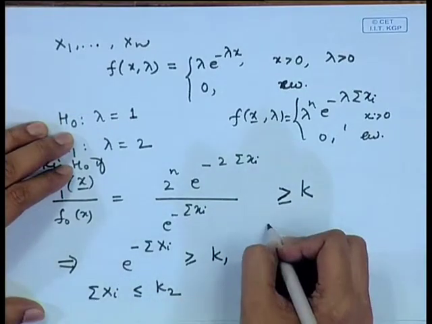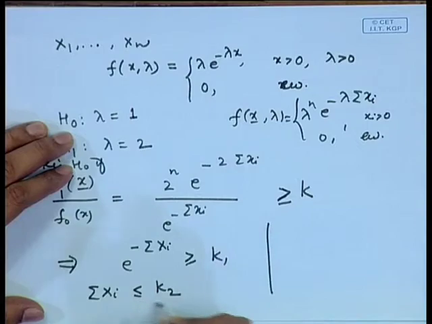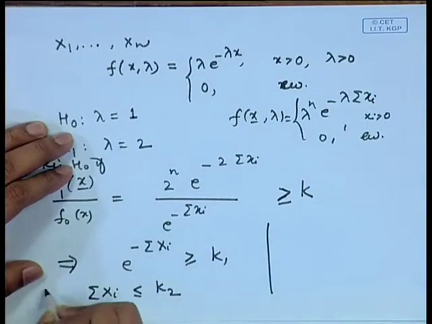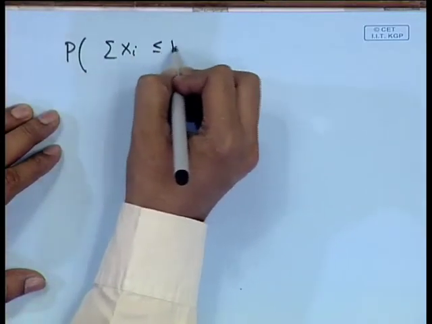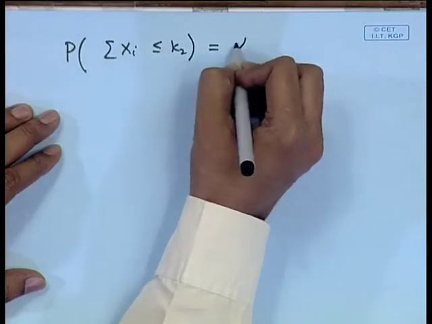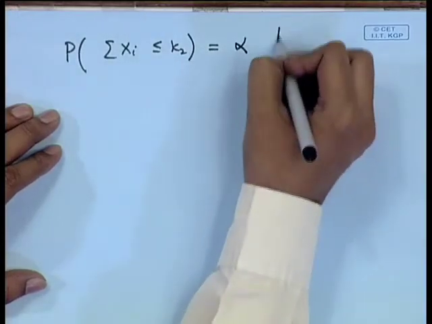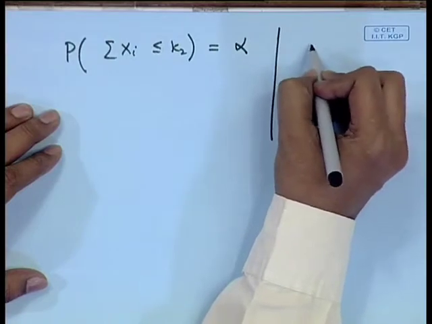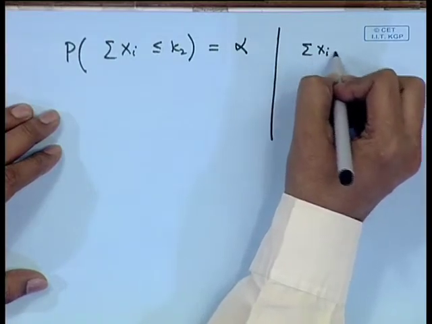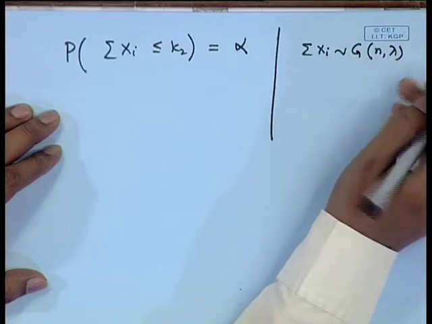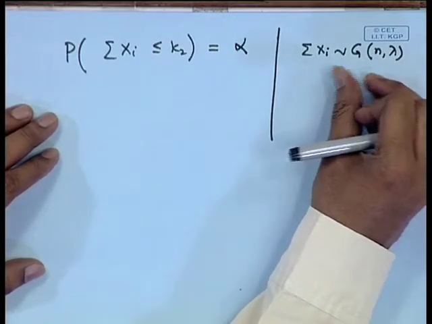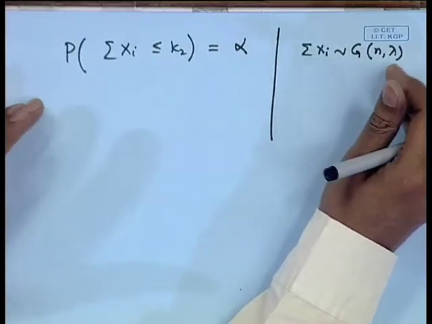Now, we have to find the value of k 2 such that the probability of type 1 error, that is, sigma x i less than or equal to k 2, is equal to alpha. So, we make use of the distribution theory here, as I was mentioning. Sigma x i will follow a gamma distribution with parameters n and lambda by the additive property of the exponential distribution. The sum of independent exponential variables is a gamma variable.